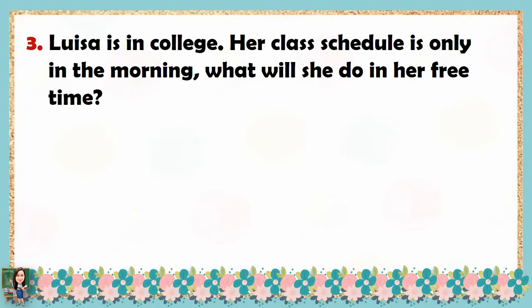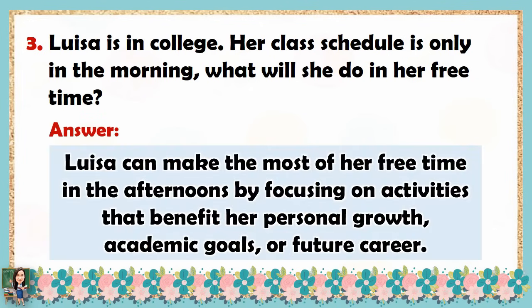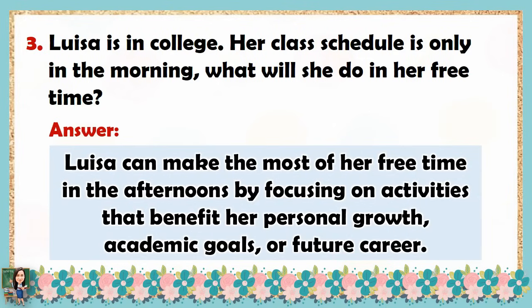Number 3, Luisa is in college. Her class schedule is only in the morning. What will she do in her free time? Here is the possible answer. Luisa can make the most of her free time in the afternoons by focusing on activities that benefit her personal growth, academic goals, or future career.